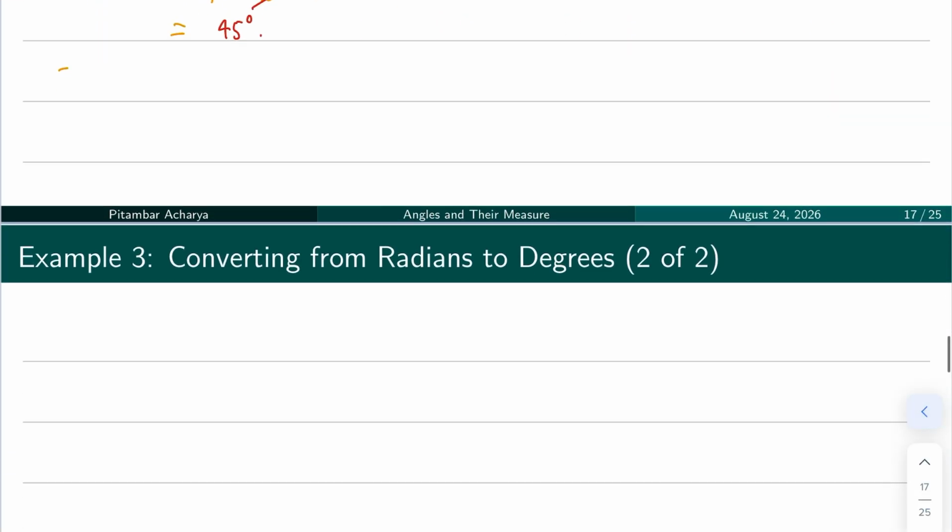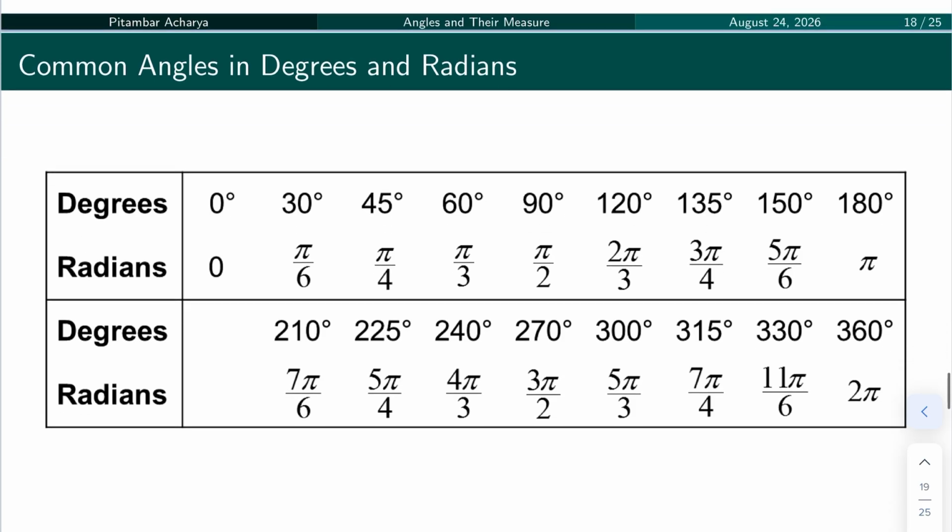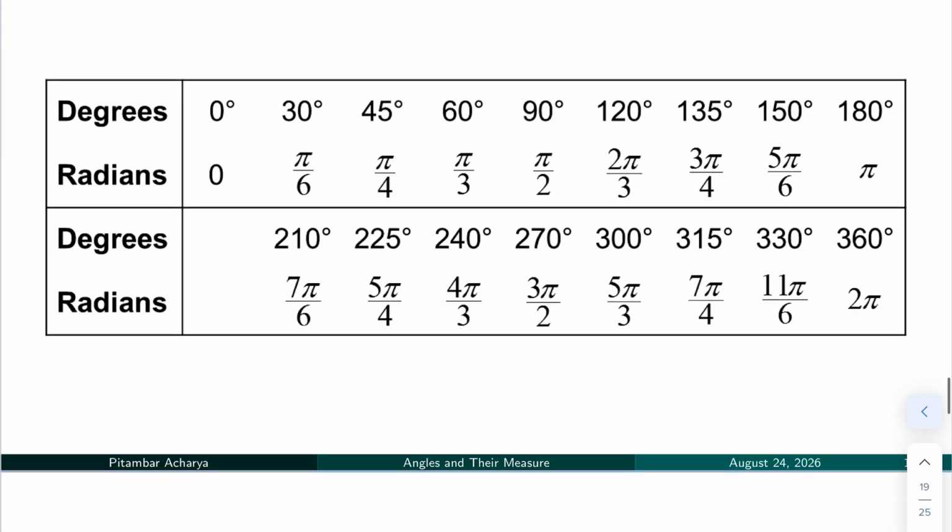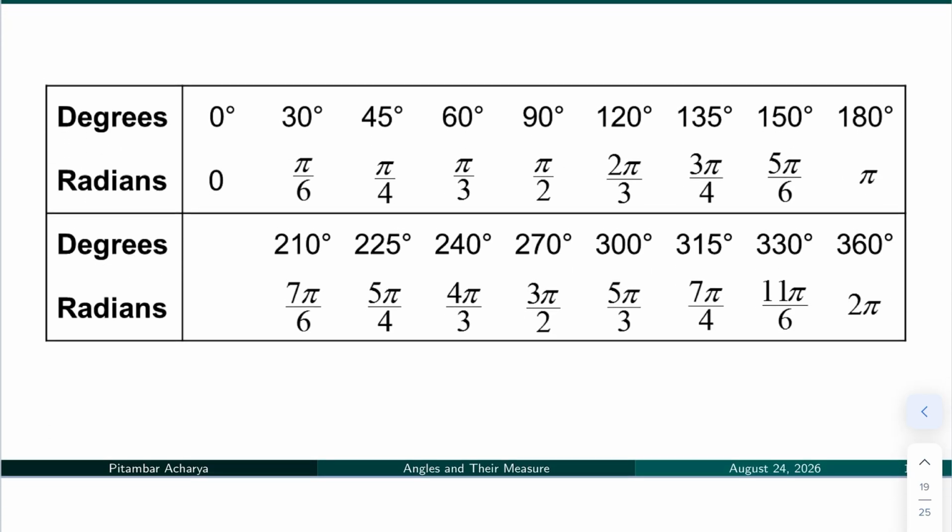Right, so we can convert degrees into radian and radian into degrees. This is a table that shows the common angles, so we should be familiar with this. 30 degrees is equivalent to pi over 6 radian, 90 degrees is pi over 2, 120 is 2 pi over 3, 135 is 3 pi over 4, 150 is 5 pi over 6, and so on.